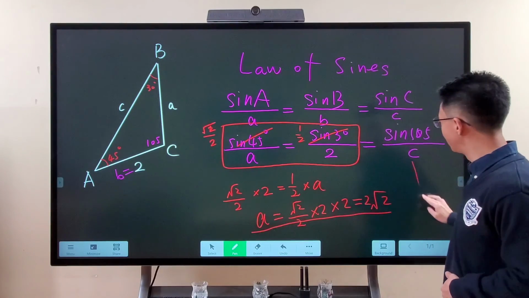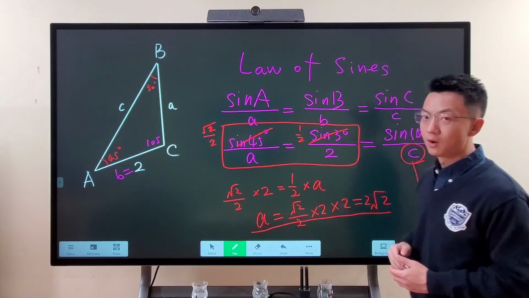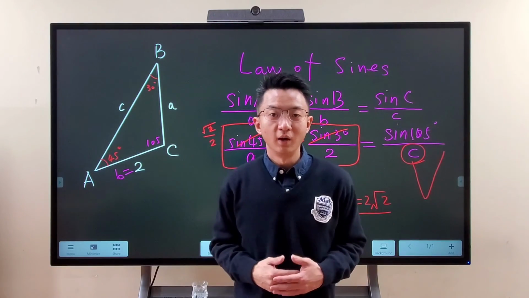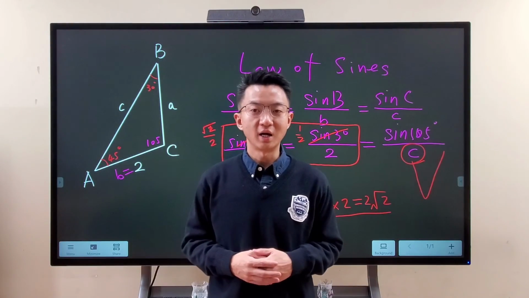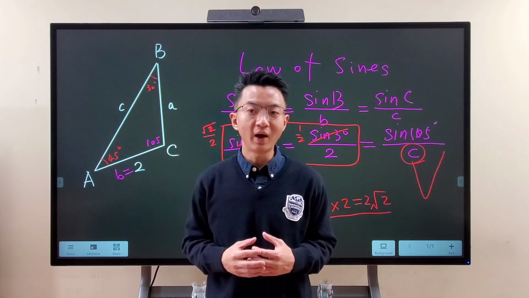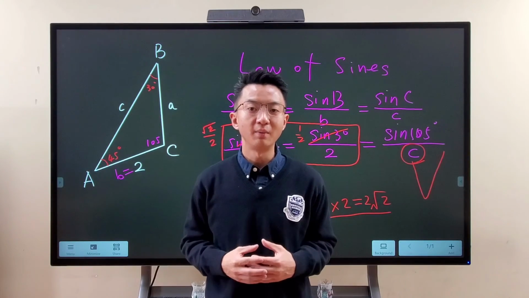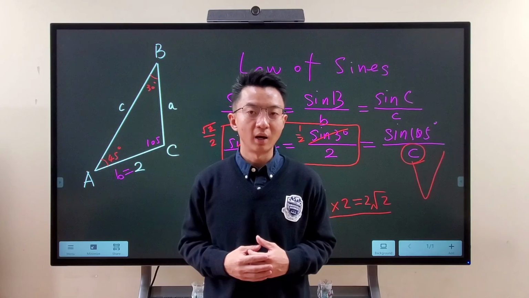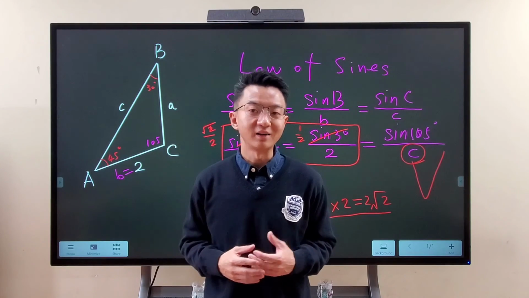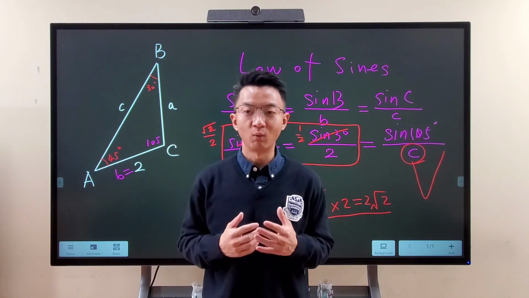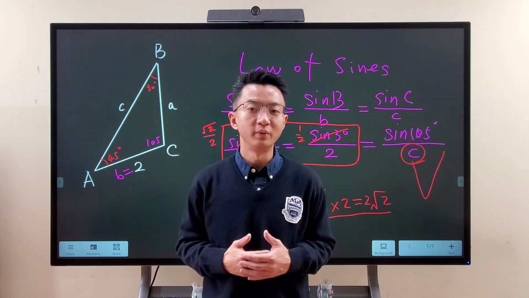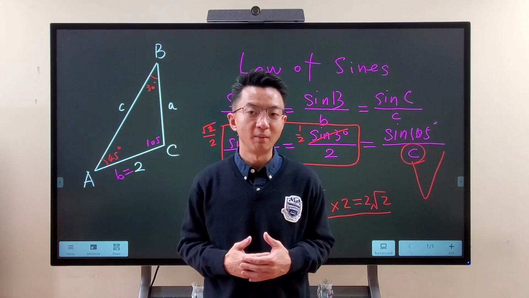By doing the same idea, you will get the value of c. So, the key of the law of sines is, if you have two angles and a side, you're able to figure out everything else about it. Or if you had two sides and one angle, you also would be able to figure out everything else about the triangle.